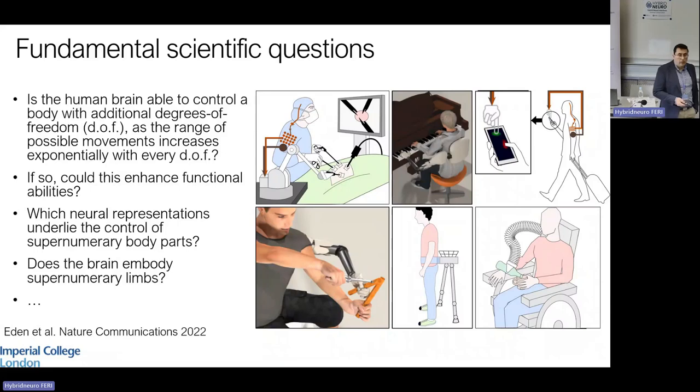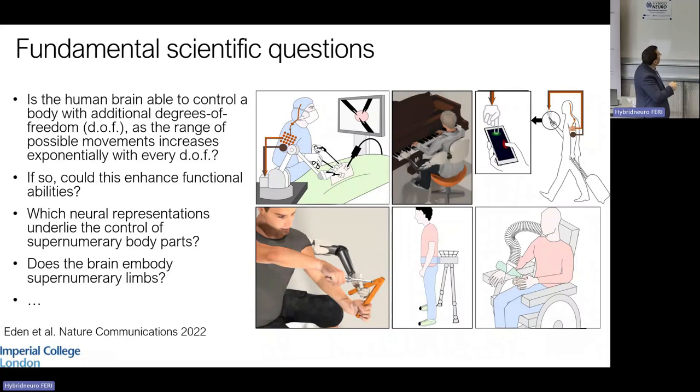Well, before asking how to do it, you should ask yourself, is the human brain even able to do that? I mean, after all, we have evolved for a million years with a certain body. Maybe the brain is not able to control more than what we have. We don't know the answer to this question, by the way. The work in human augmentation is trying to answer also this question. Actually, trying to answer mainly these questions. And then the technology can come.